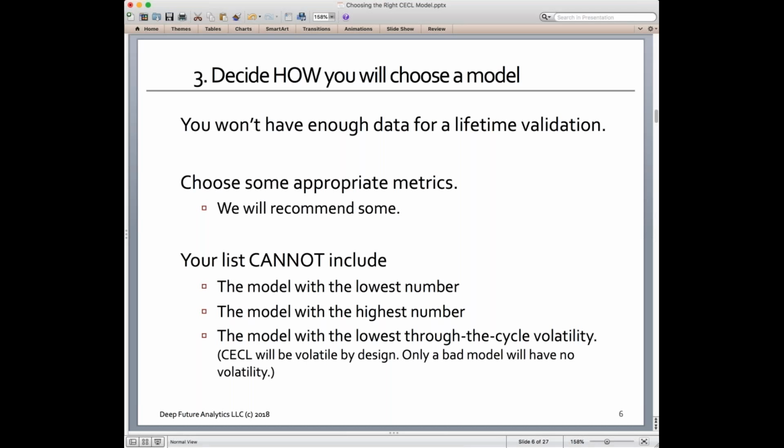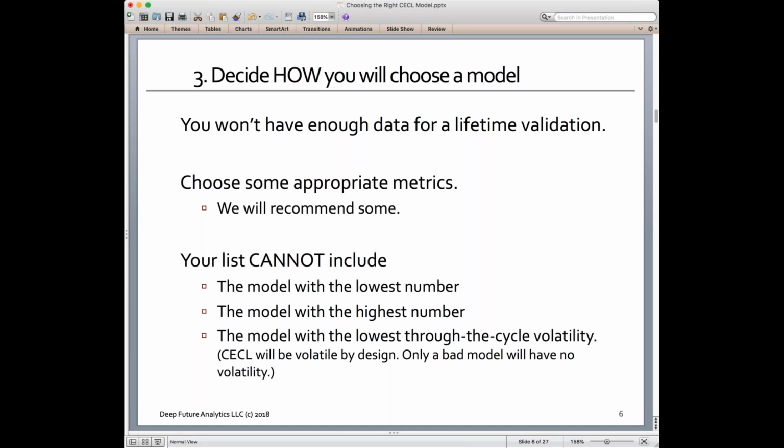So along those lines, doing the best you can means don't think that a 12-month validation period is enough, because what we will show you later is that the performance of these models depends very strongly on how far in the future you look. And the closer you can get to lifetime, the more correct your model choice will be.